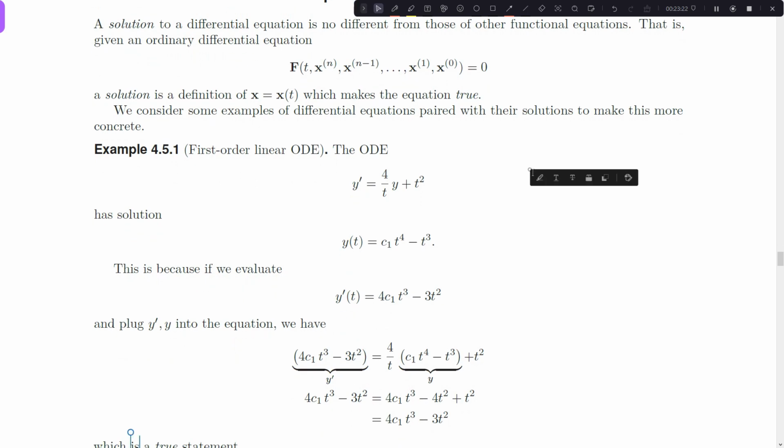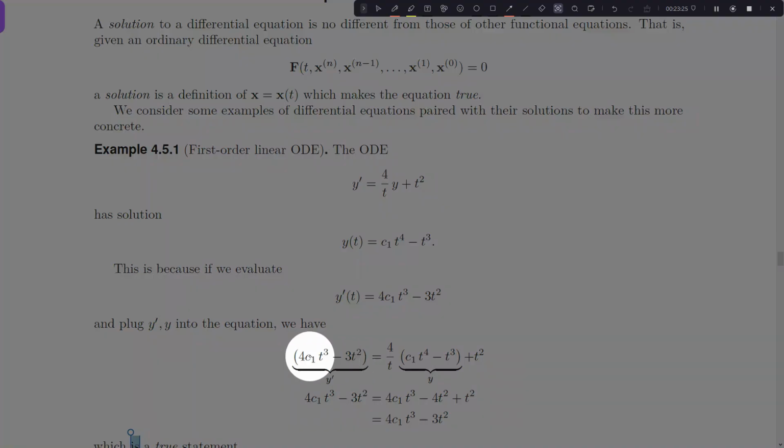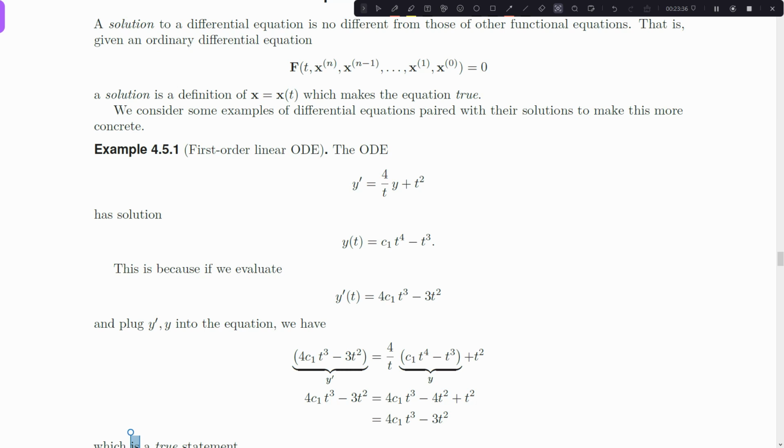And upon simplifying, the left-hand side, I'm leaving the same as 4c1t cubed minus 3t squared. The right-hand side simplifies to 4c1t cubed minus 3t squared, and so long as both sides are equal, that makes an equation true. Once both sides of the equation are equal under some definitions, that's what it means to be true.